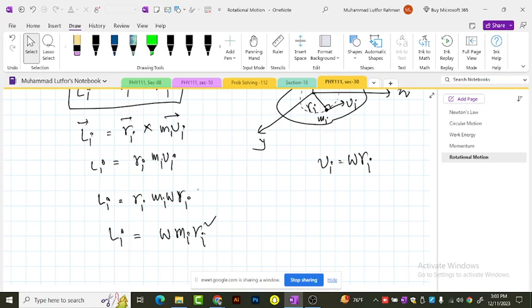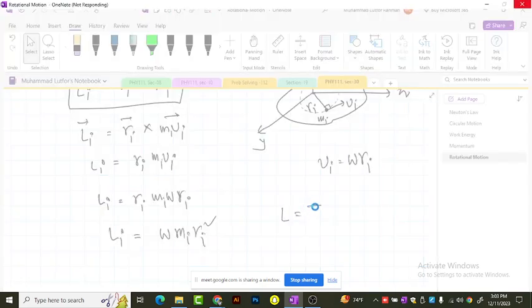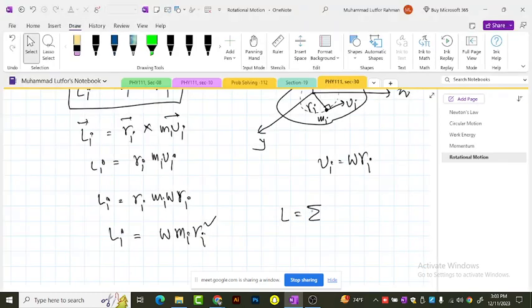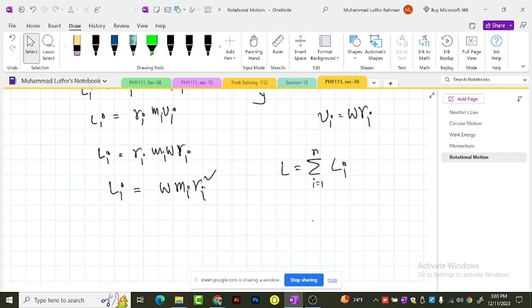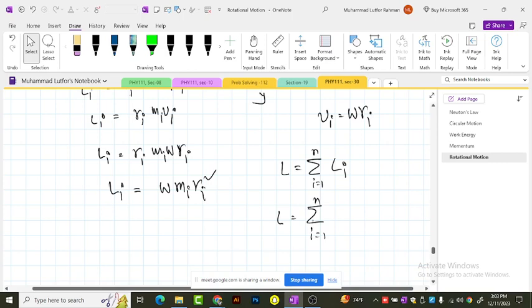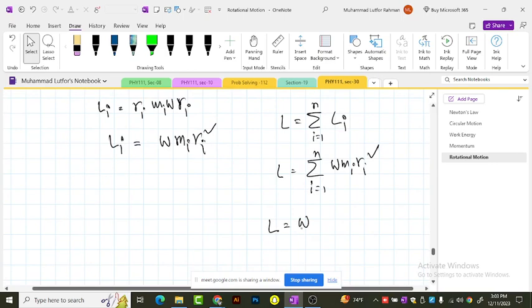If I want to find the total angular momentum of the point particles inside this rigid body, then I will simply add the individual angular momenta of the particles, right? I will use the summation notation over here, i from 1 to n, if we have n number of particles, Li. Then this is going to be the summation from i equals 1 to n of omega Mi Ri square, but I'll factor out this omega, since it doesn't have any index. So it should be omega times the sum of Mi Ri square.